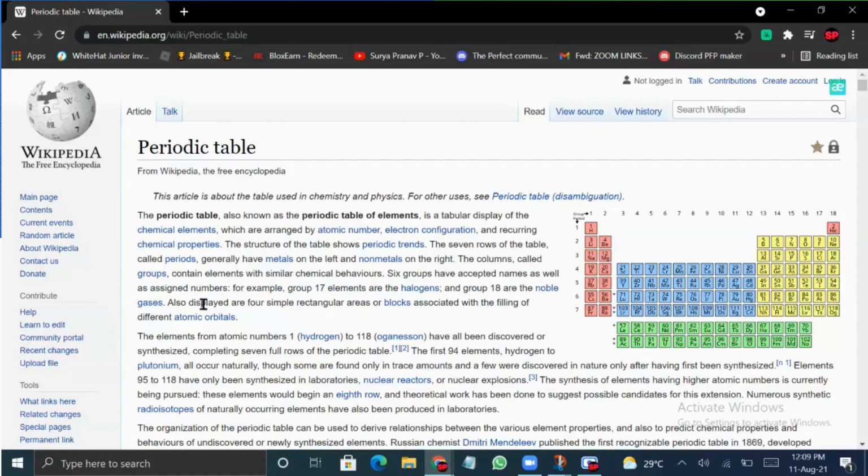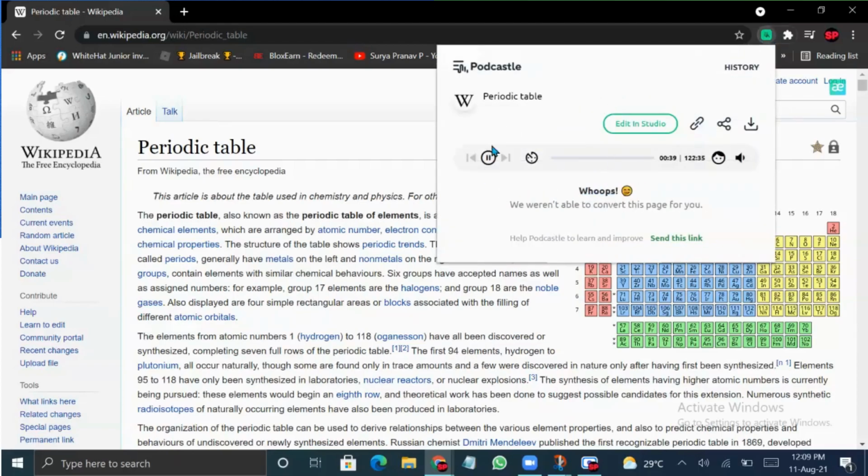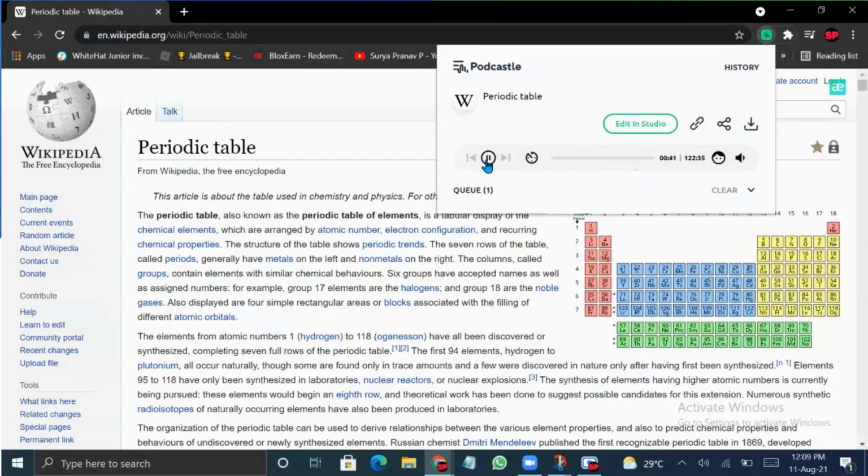Six groups have accepted names as well as assigned numbers. For example, group 17 elements are the halogens, and group 18 are the noble gases. Also displayed are four simple rectangular areas or blocks associated with the filling of different atomic orbitals.